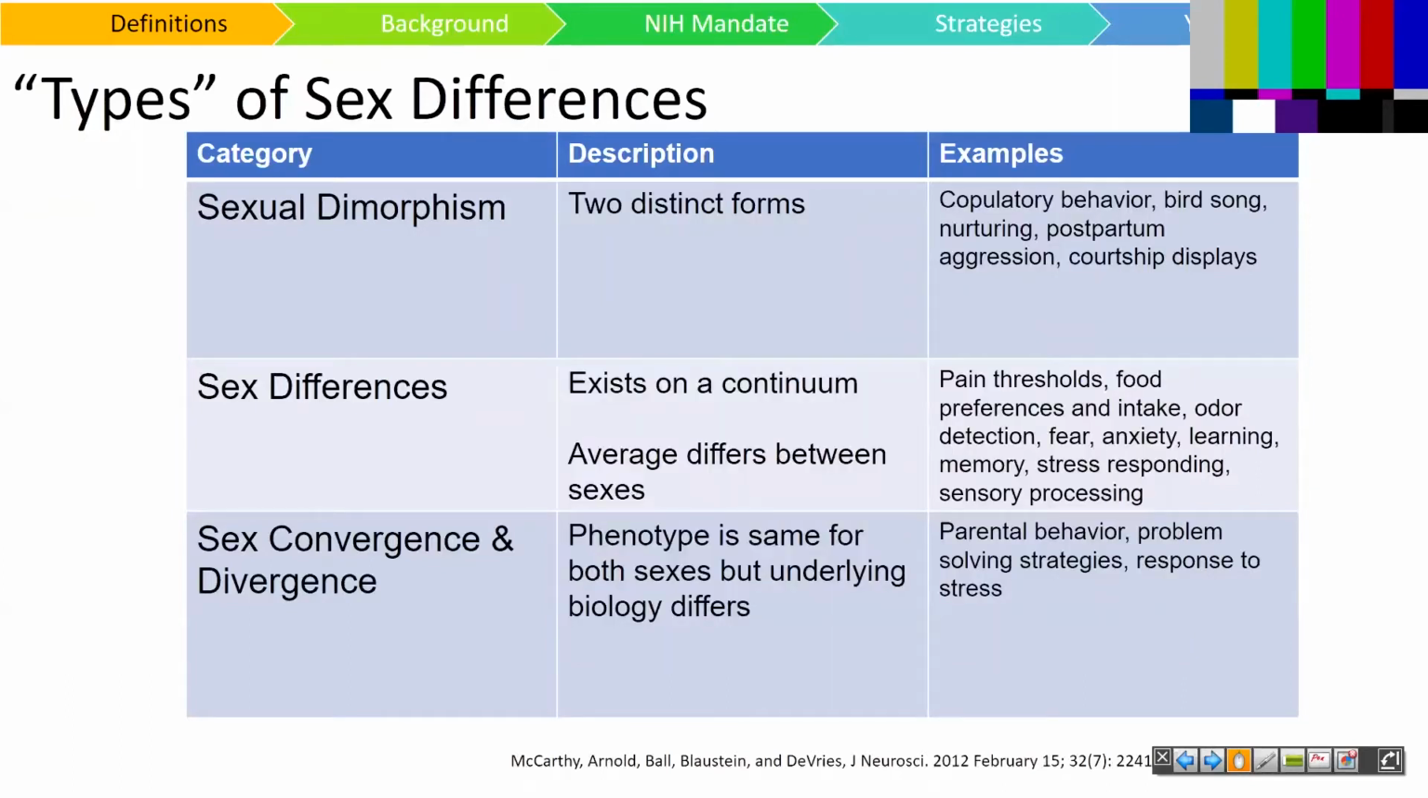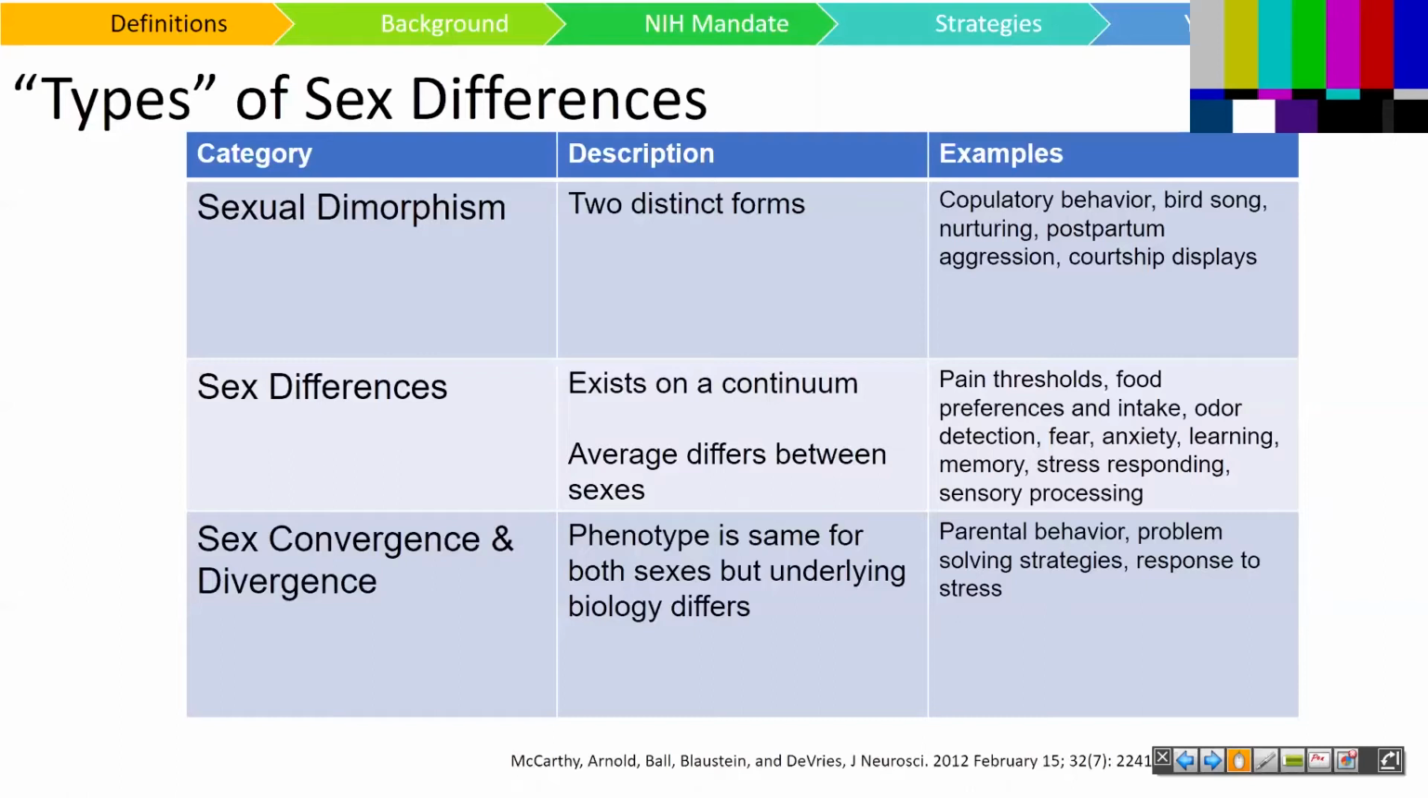Then we also have examples of different behaviors. So copulatory behavior is sexually dimorphic. Mating displays are all regularly sexually dimorphic. So that means 2 distinct forms. But then, of course, we have sex differences. And this is where the lines begin to blur a little bit. Sex differences are what exist on a continuum.